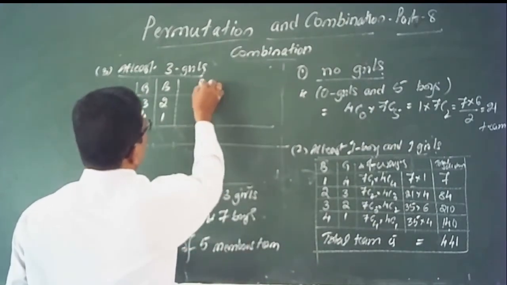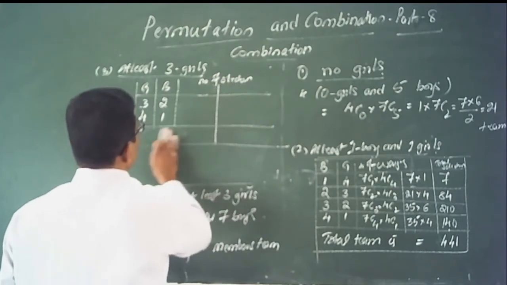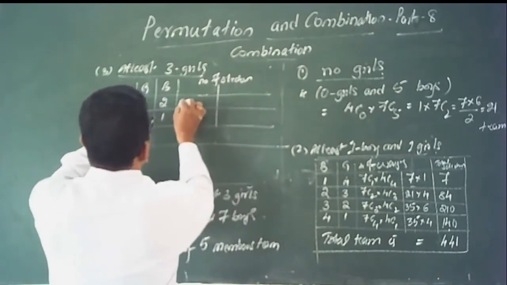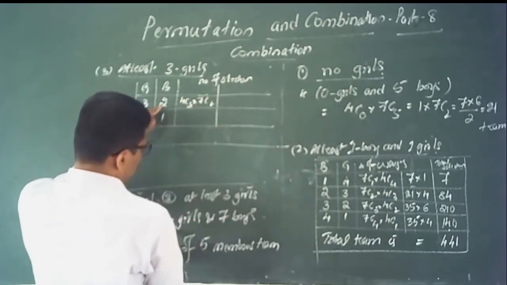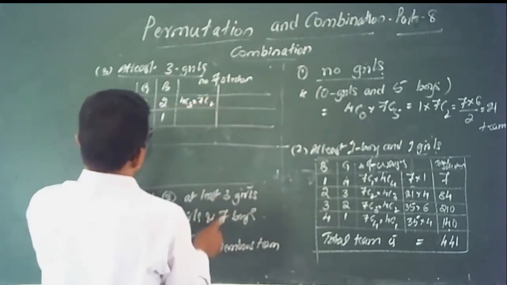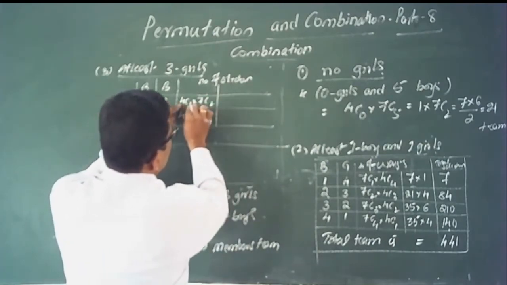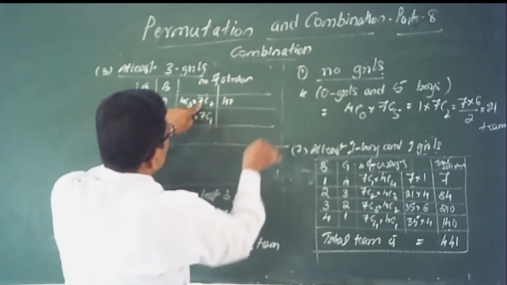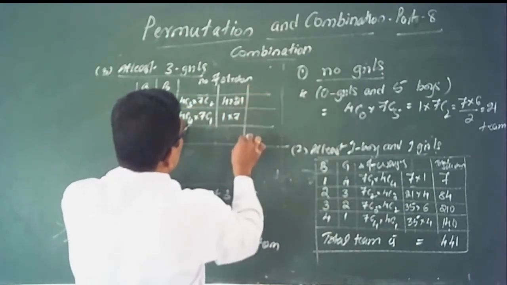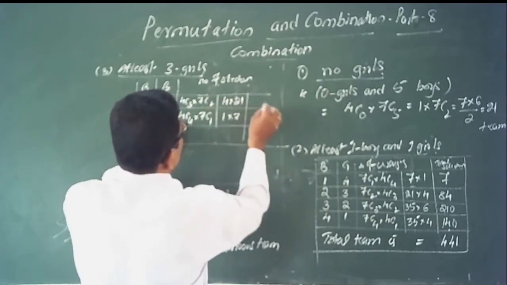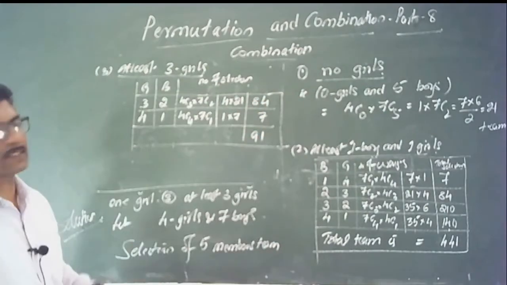This value is, you can say, the selection. In each team, write in notation form. What is the notation? This value is equal to 4C3 into 7C2 out of 7. 3 girls out of 4 girls and 2 boys out of 7 boys, and 4C4 with 7C1. 4C3 means 4C1, its value is 4. 7C2 means 7 into 6 divided by 2, its value is 21. 4C4 means 1, 7C1 means 7. Then you can say that the selection is exactly equal to the total selections. Its value is 84. This value is 91 teams. This one is 91 teams.